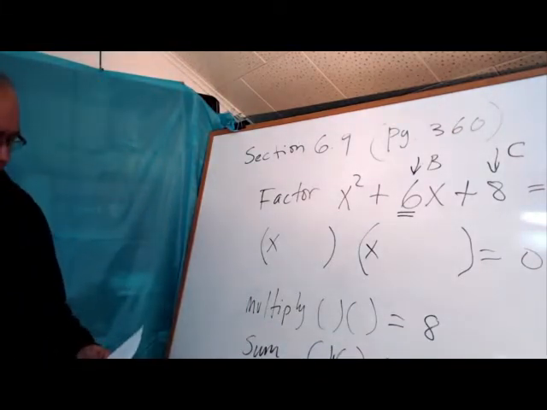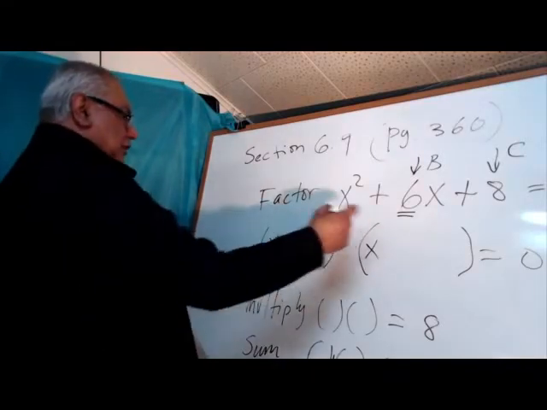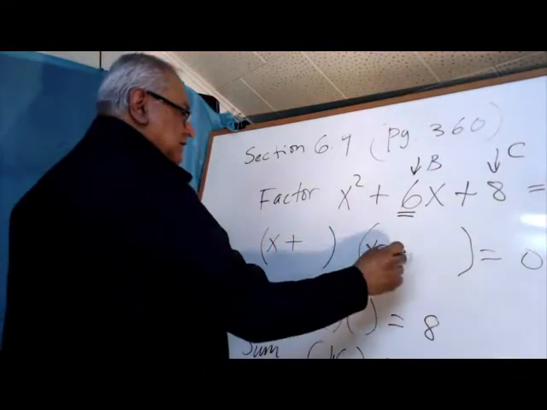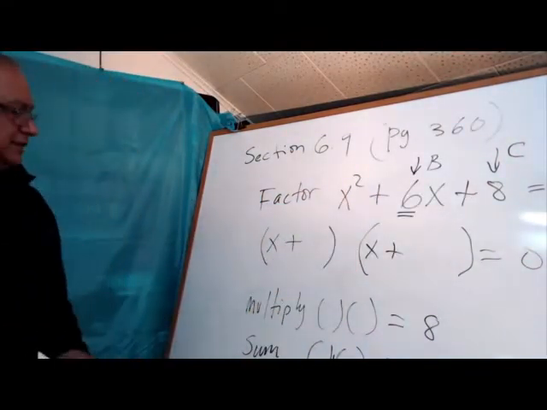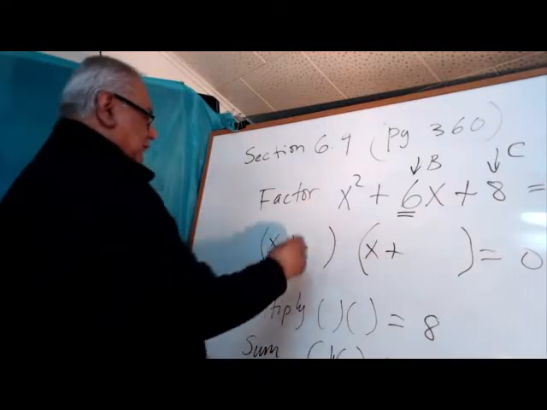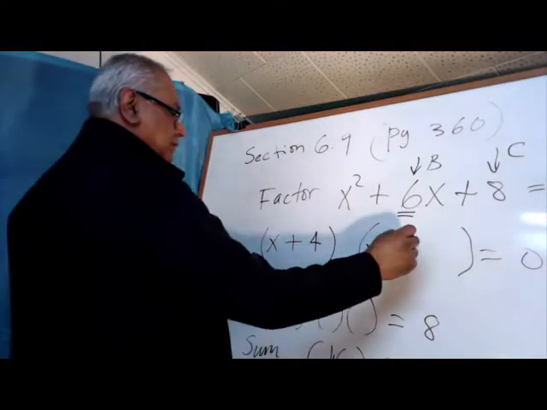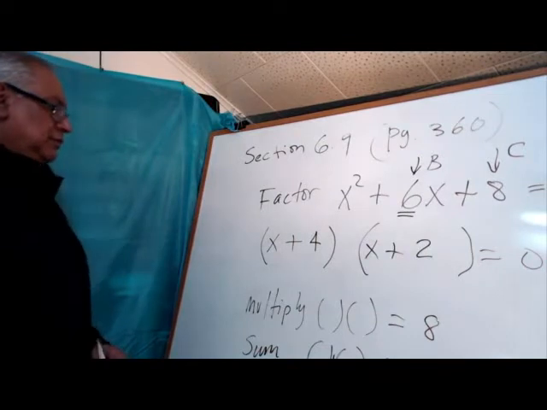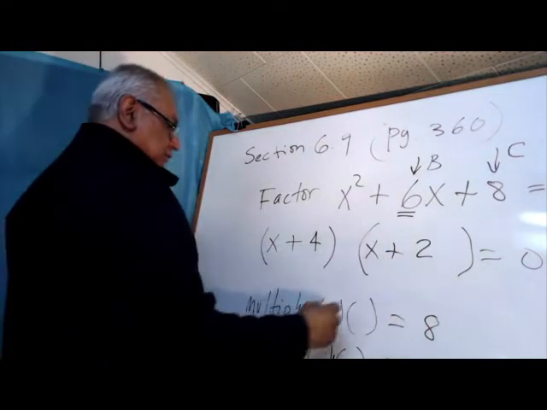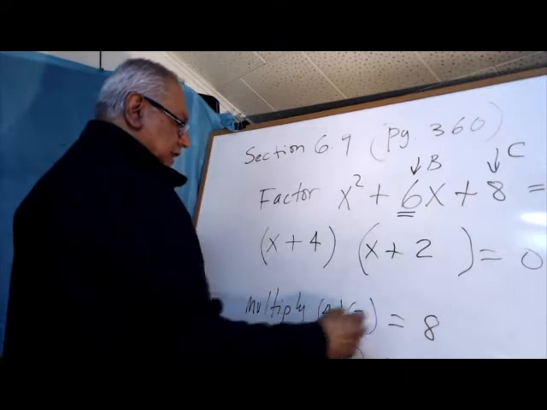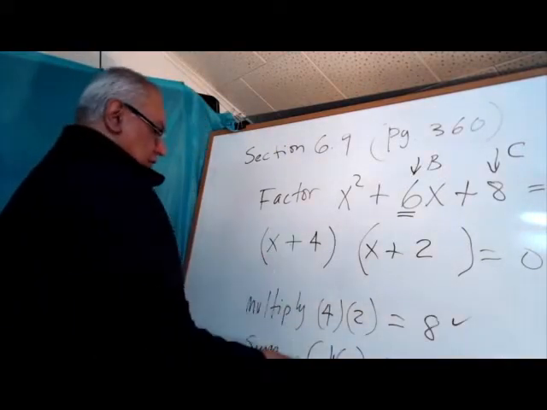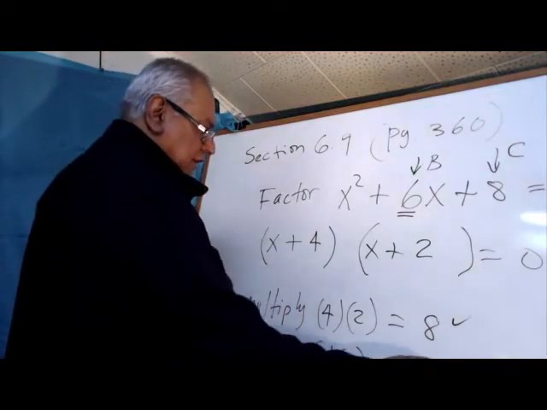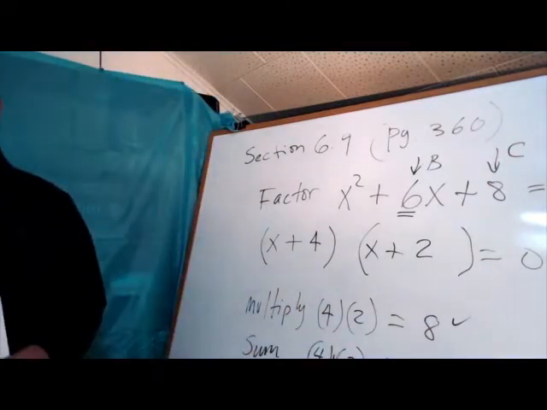So what are those numbers? We can try the signs also. We know that the multiplication and addition have to be positive in this case. So we can try 4 and 2. We multiply 4 times 2, it gives us 8, so that checks. And also we add 4 and 2, and that gives you 6. So those are the values that we have found to be the solution.